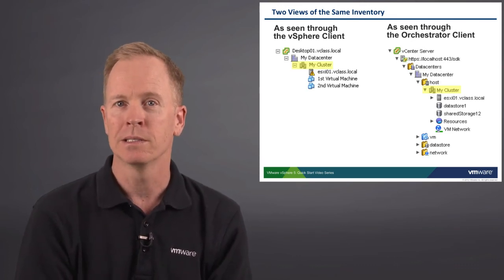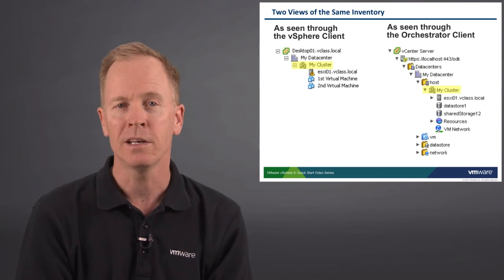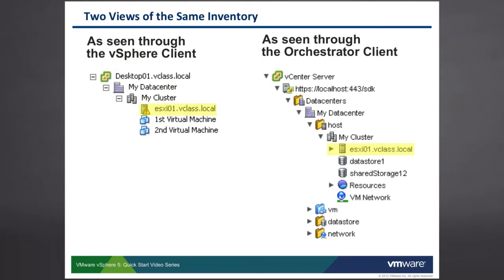Our cluster object is labeled My Cluster, and if we continue down through the inventory, over on the left side in the vSphere client, we see our host, which is called ESXi01, and on the right side in the Orchestrator inventory, we see the same object, and we can continue drilling deeper and deeper into the inventory. But ultimately, what I've come in here to show you is that in the vCenter inventory, you won't see this in the vSphere client, but you'll see it in the Orchestrator inventory.